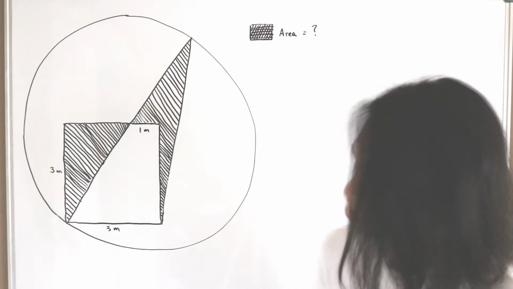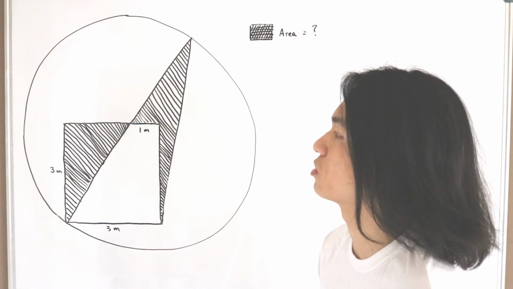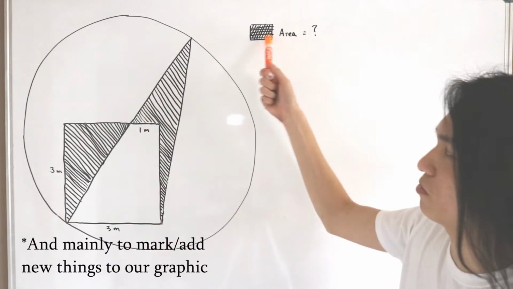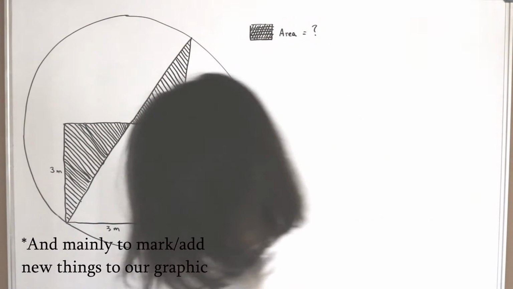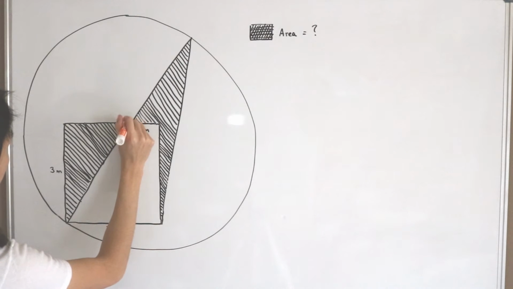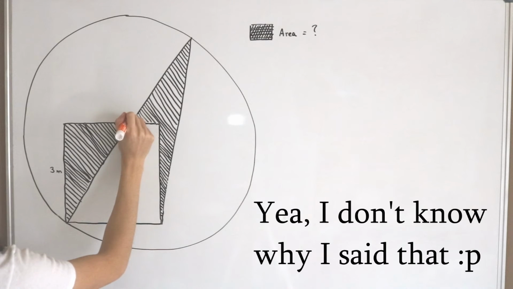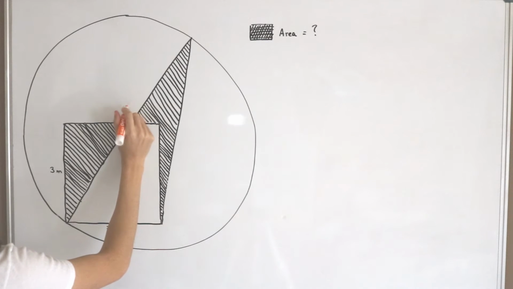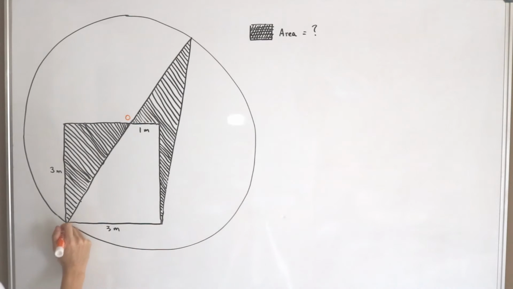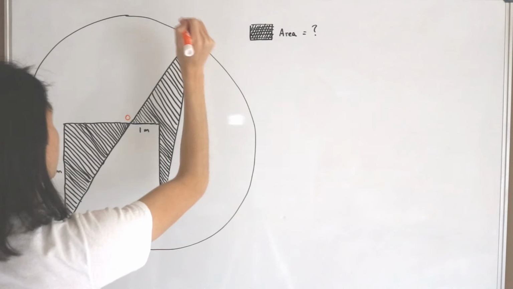I'm going to use this orange marker, since using the black marker would be a little out of place, especially since we're calculating the black area. Let me label some things first. I'll call the center O. I'll call this point over here B, and this point over here A.